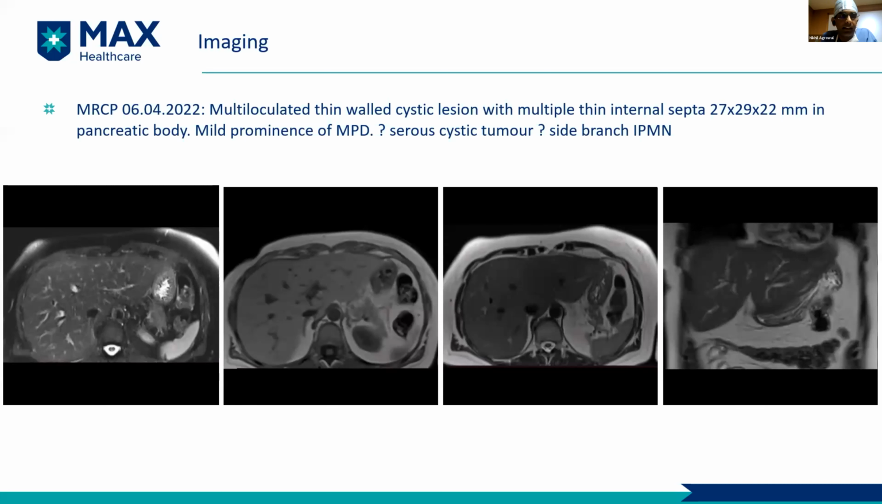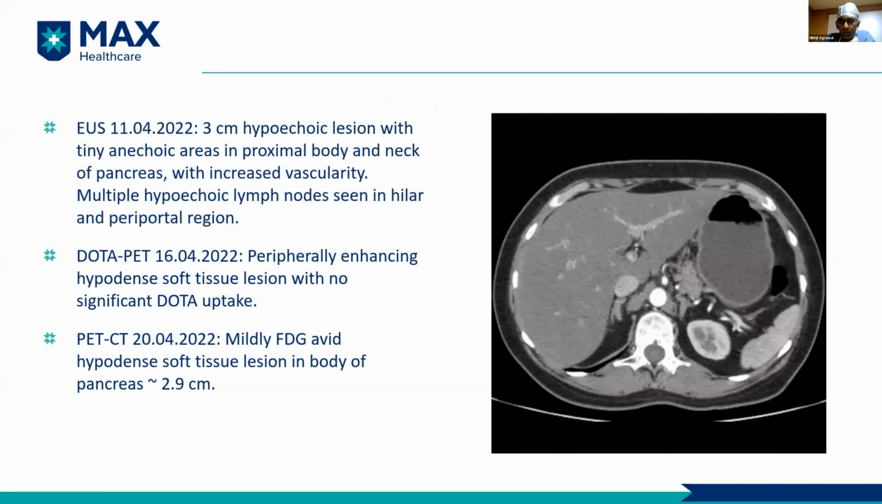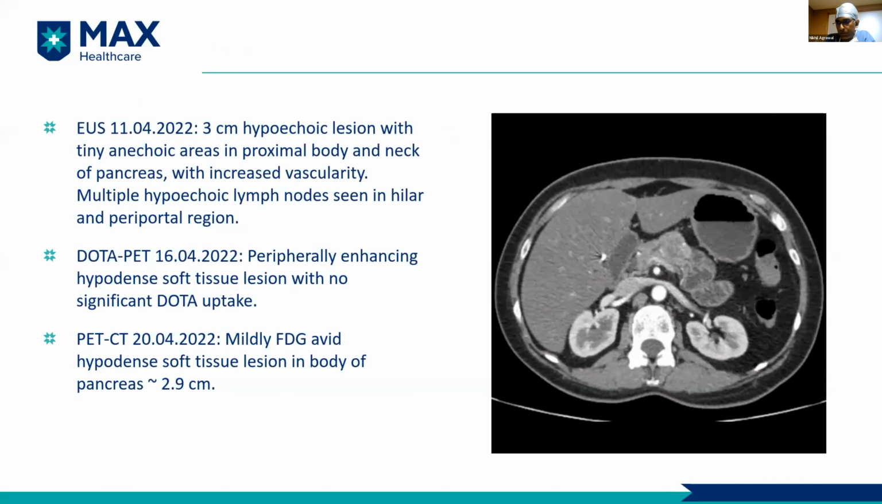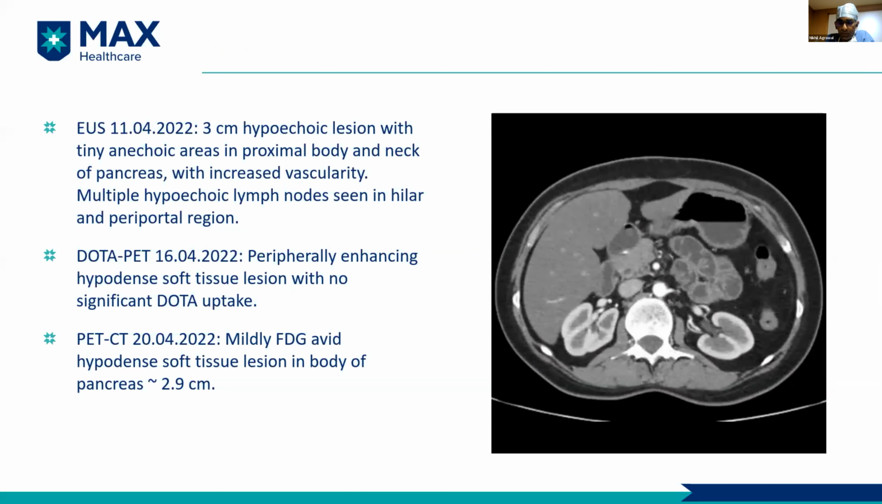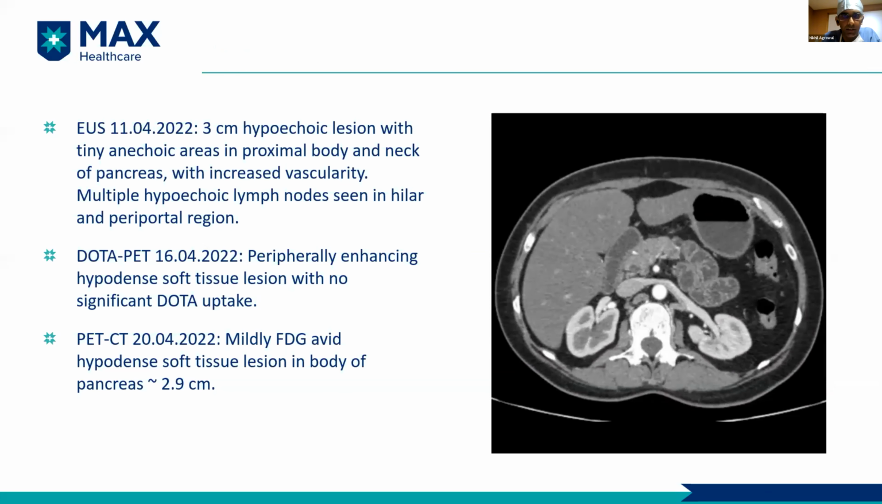So this lady did undergo an endoscopic ultrasound, and this is the endoscopic ultrasound report. It says hypoechoic lesion with tiny anechoic areas in the proximal body and neck with increased vascularity, and there were some lymph nodes also. Following this, the patient was not worked up further here. This workup was done elsewhere. We got the patient after all these things were done.